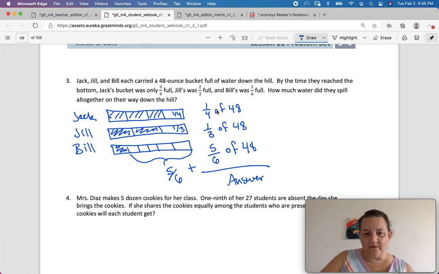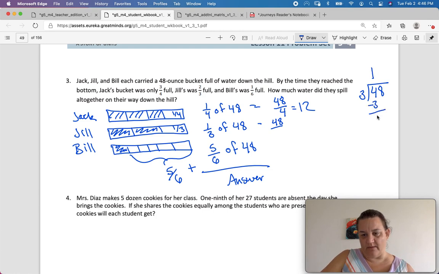So 1/4 of 48 would be 48 over 4, which equals 12. 1/3 of 48 equals 48 over 3. And now I'm going to do it over here just in case you guys don't remember how to divide 48 by 3. Math facts. It's 1, 3, and I've got 1 left over. And bring down the 8, and now I've got 6 times 3 equals 18. Okay, so 48 over 3 equals 16.